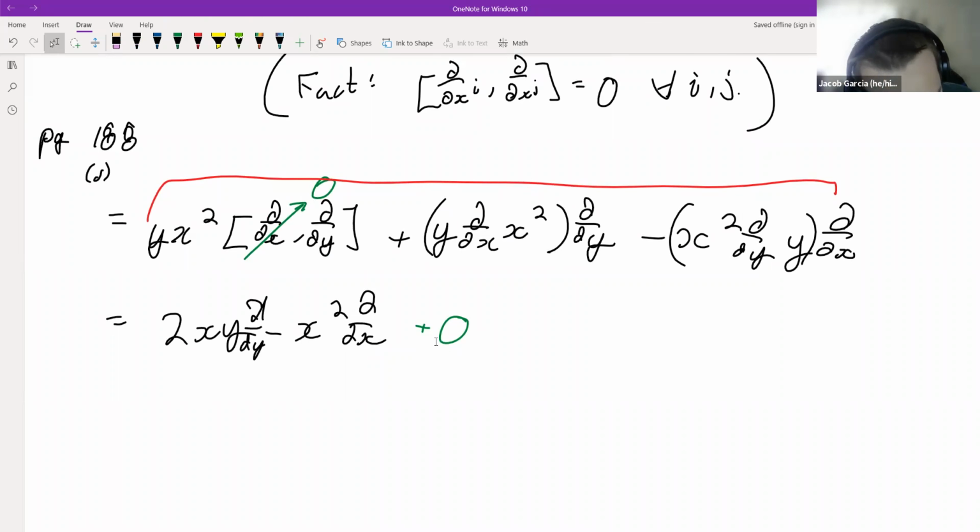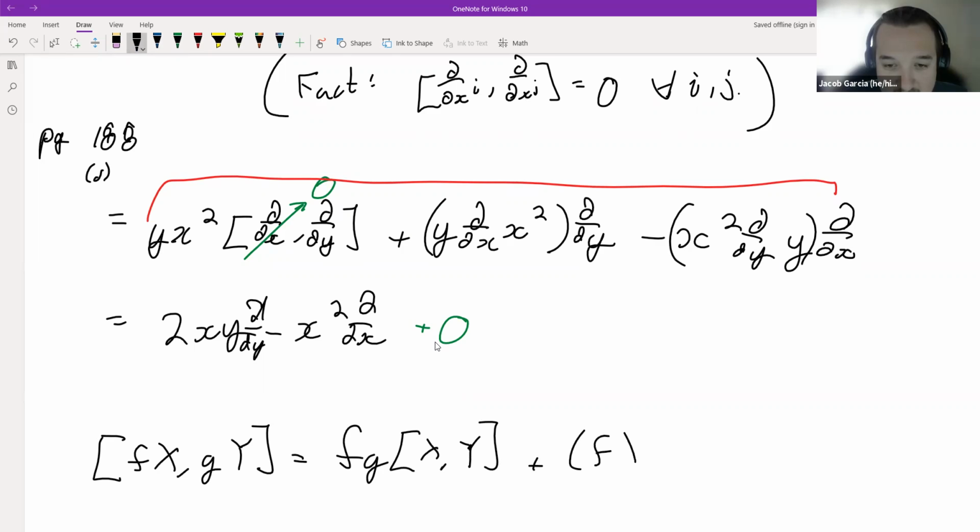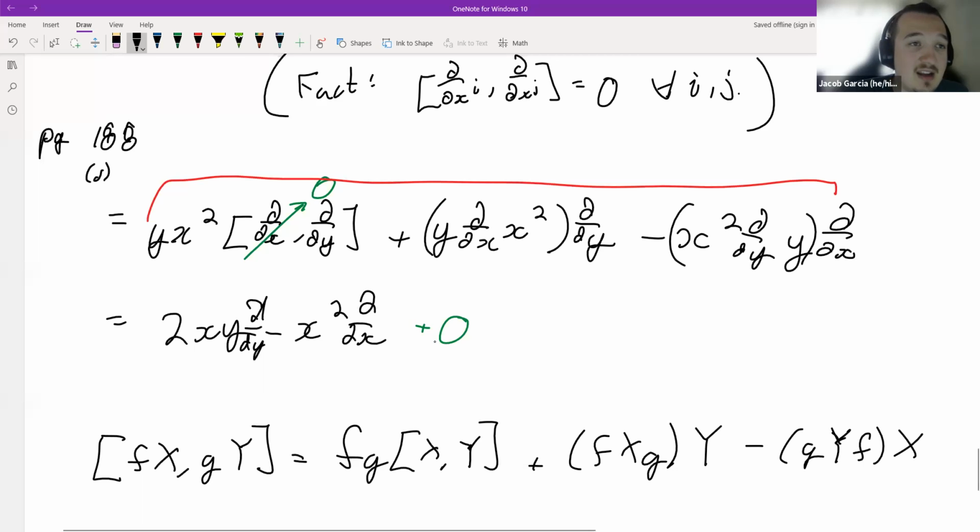But there's this formula which allows you to break up a Lie bracket into more basic Lie brackets. I can just write down what the formula is. It says that the bracket of fX and gY is equal to fg times the Lie bracket of X and Y, plus f X(g) Y minus g Y(f) X. So this is the formula that I applied at the red step.